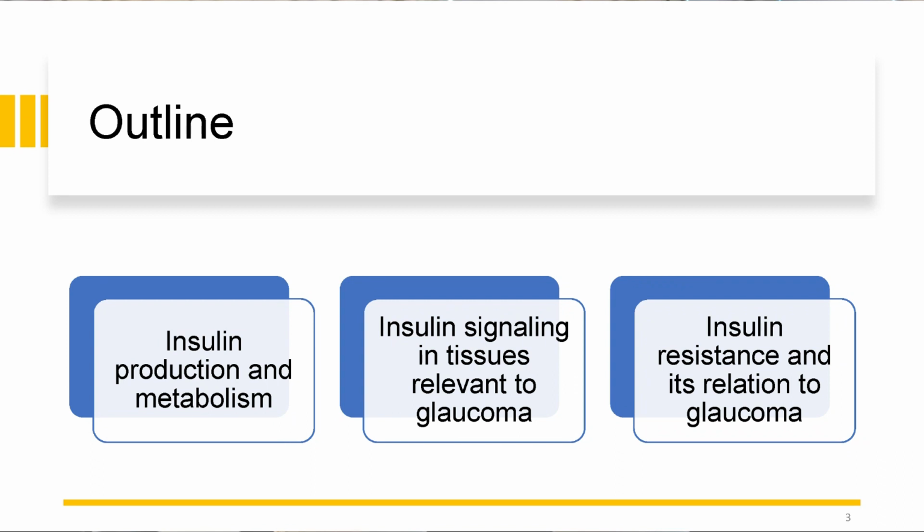The outline we're going to go through is review insulin production and metabolism, review insulin signaling in tissues relevant to glaucoma, and then talk about insulin resistance, what it is, and how it is related to glaucoma. I will leave the tackling of the therapeutic part of this to my co-speakers in this session.